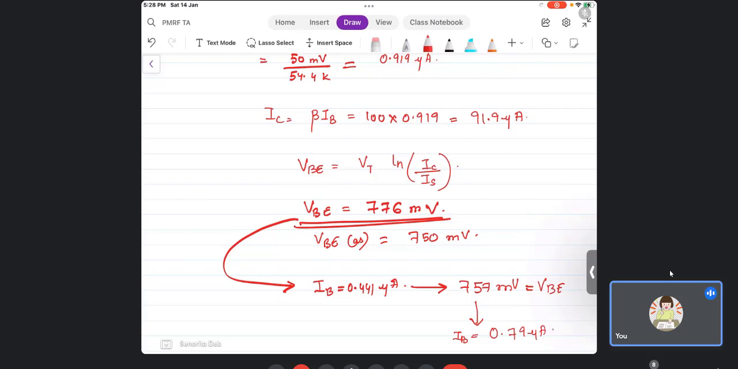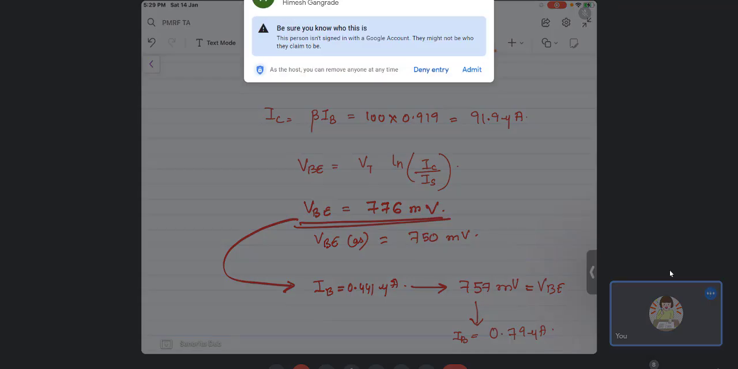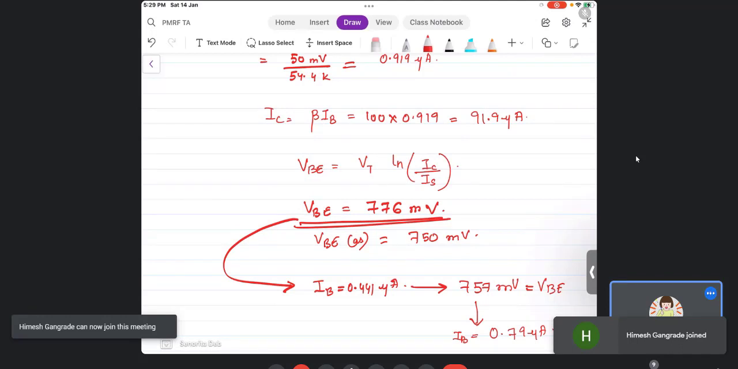So now you see that although the difference is not that much, 776 millivolts, 750, right? 26 millivolts difference. But IB is half of before. Earlier the IB was 0.9, now it is 0.45. And then from 0.45, the VB you get is only a 7 millivolts difference. But with that 7 millivolts difference, again IB is something else. So you see that the fluctuation is very high. That is because IC enters the exponential term. The dependence is now exponential.